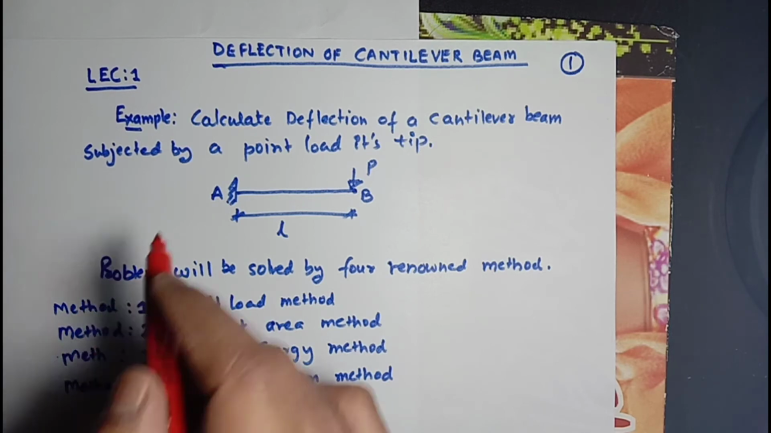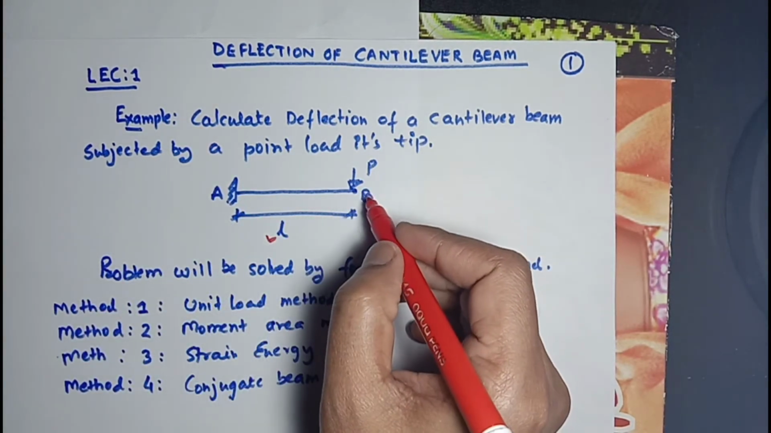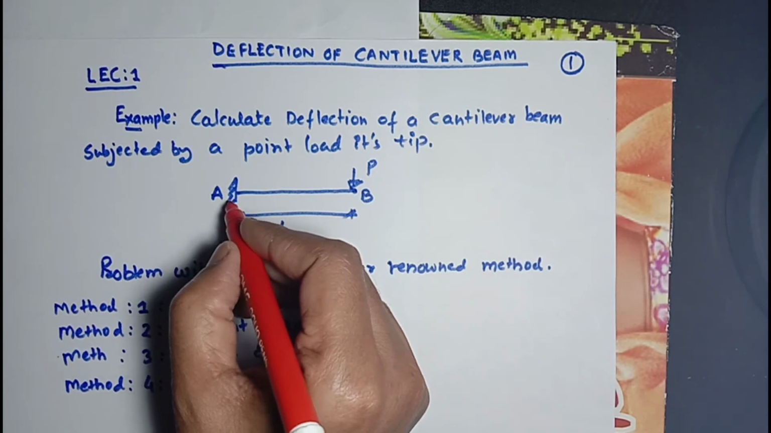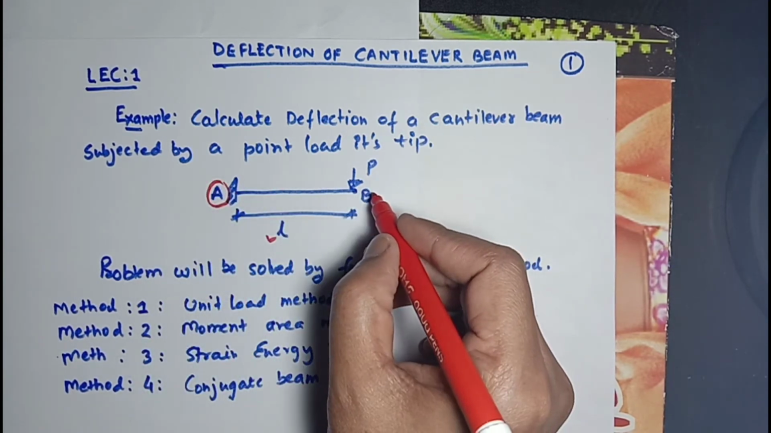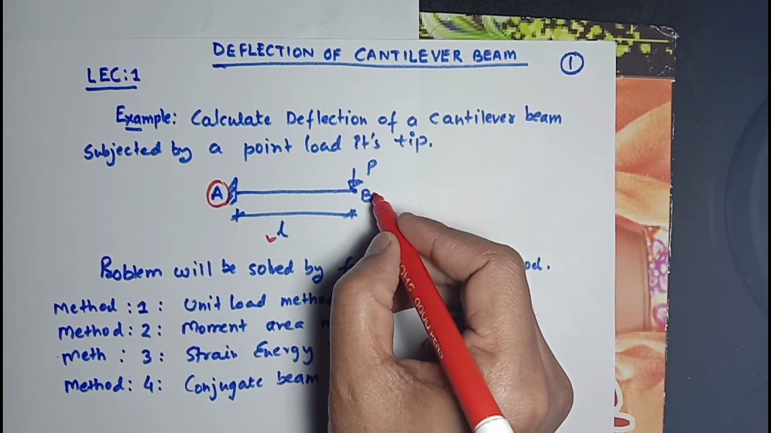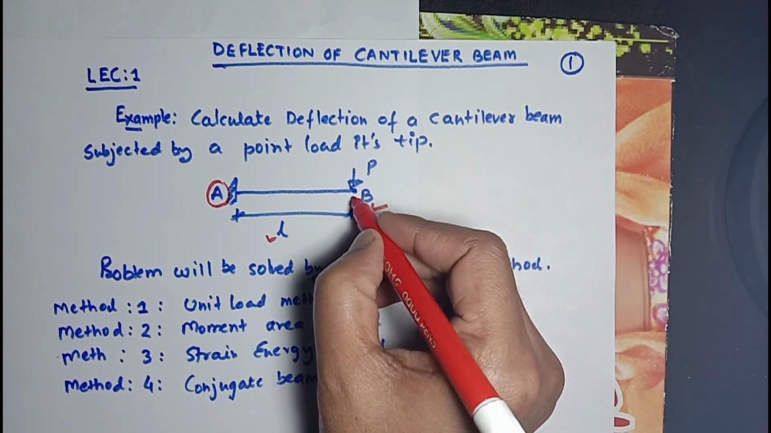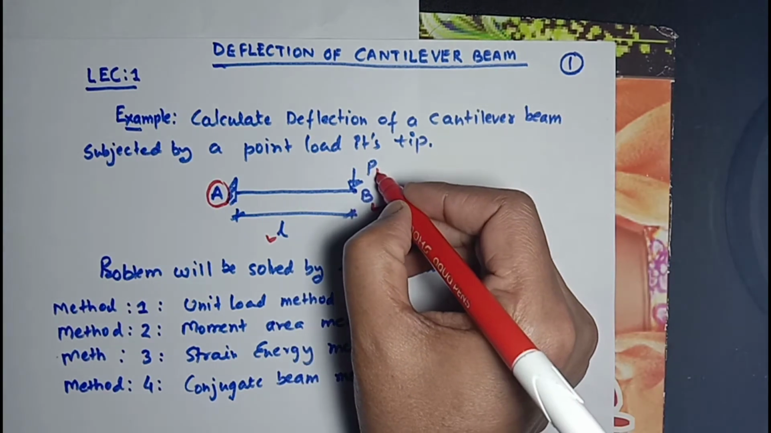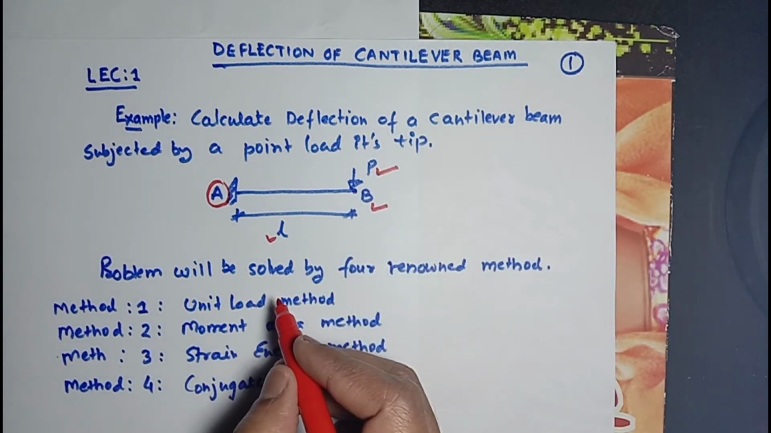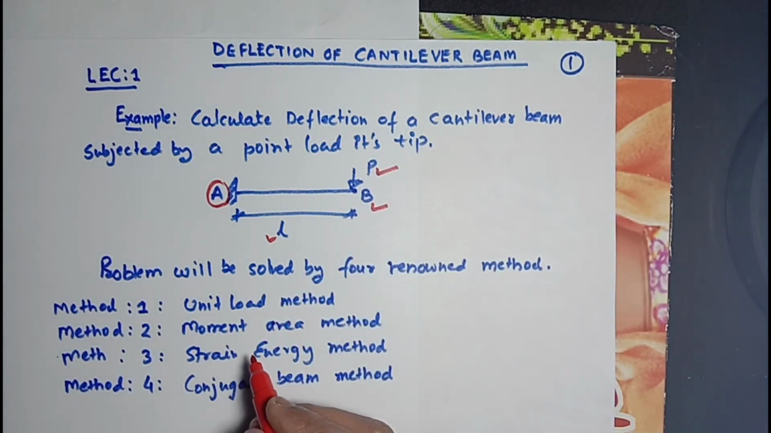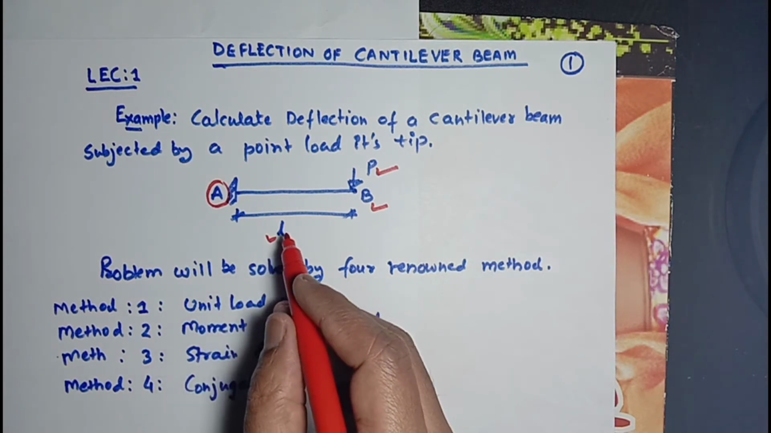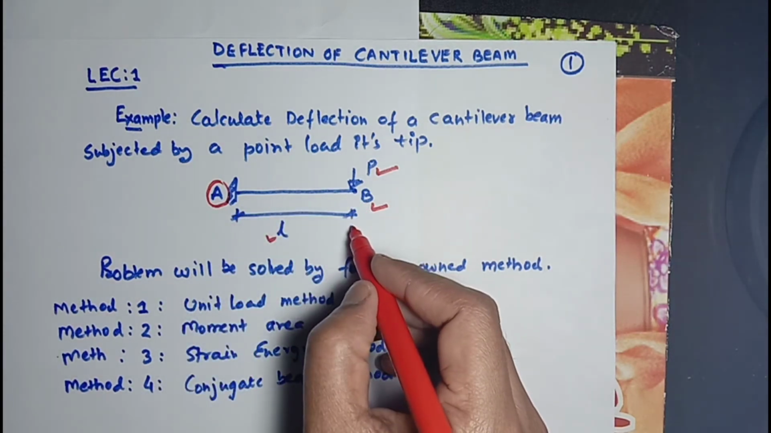There is a cantilever beam of span L and fixed end support is designated with A and free end is designated with B. And at point B, this is the tip of this cantilever beam, which is subjected by a point load P. Now we are going to evaluate the deflections at this point B.